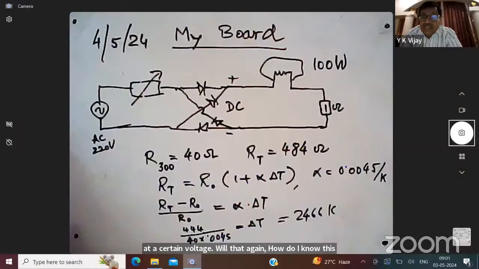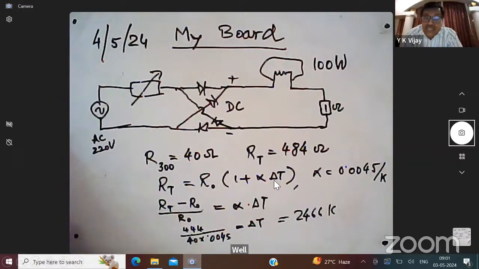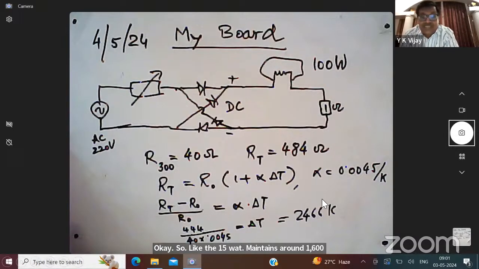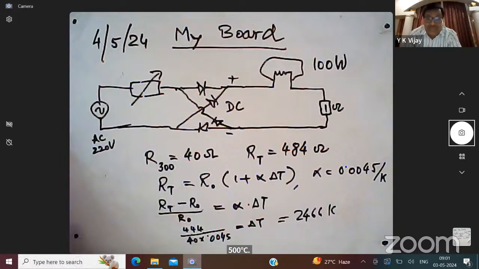Well, you can estimate the conducting temperature using this formula. The equilibrium temperature is different for different bulbs. Like the 15 watt bulb maintains around 1600 degrees Celsius only, while the 100 watt bulb maintains around 2500 degrees Celsius. So that's the basic difference between different wattages of bulb.